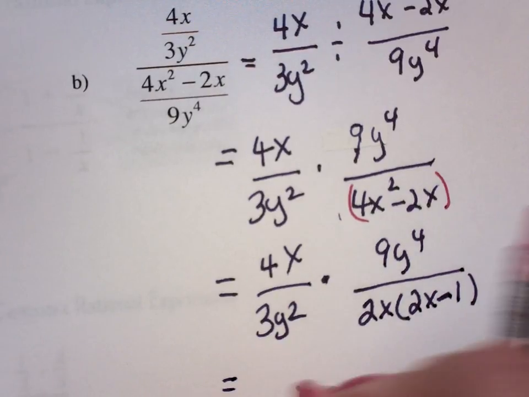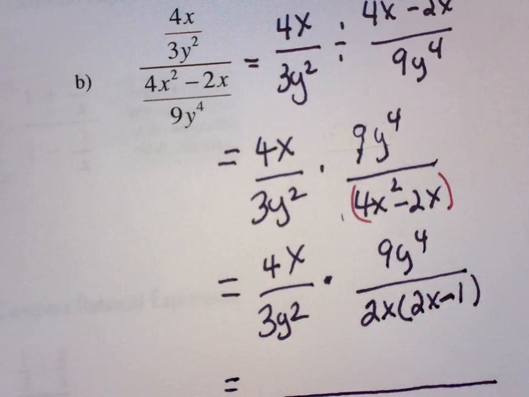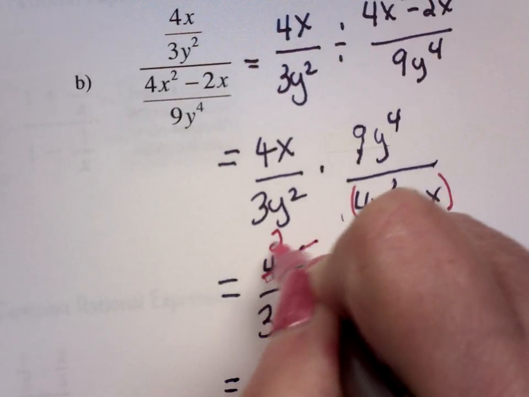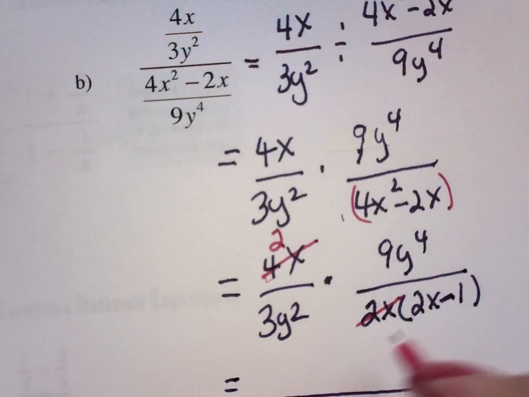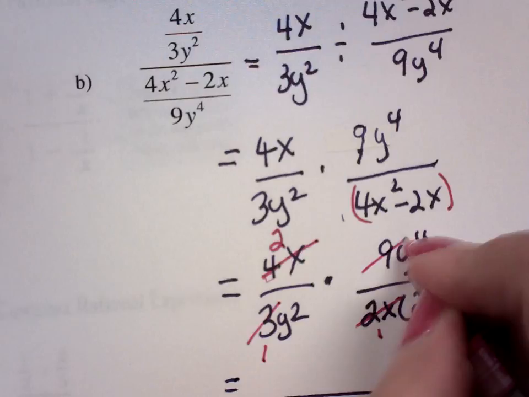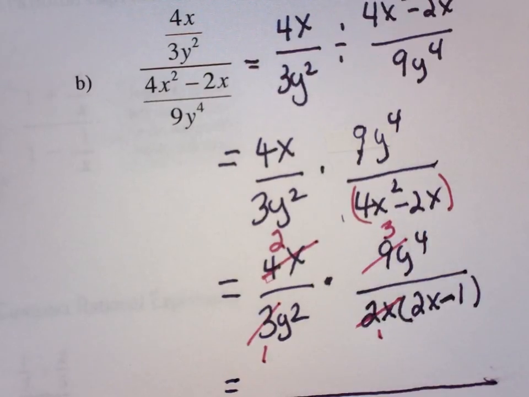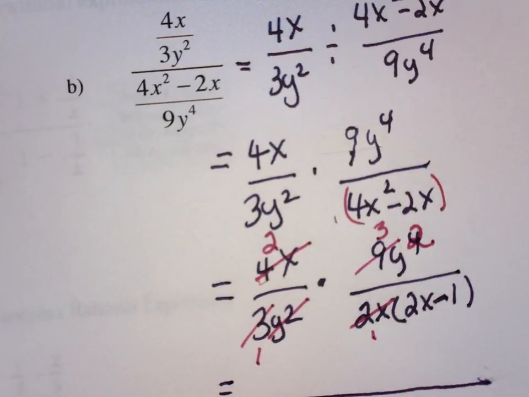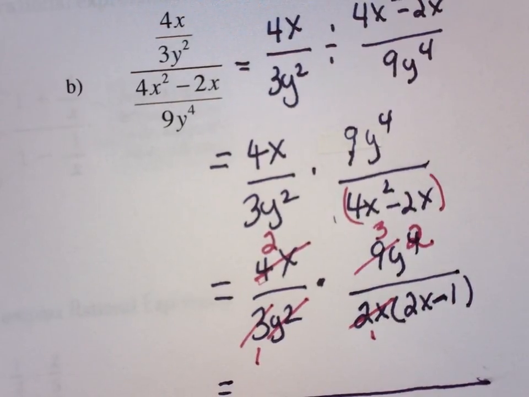And now we can try to see what we can do about reducing this out. 2x divides 4x twice. And then 2x, of course, is once. 3 divides 3 once, divides 9 3 times. And y squared takes out 2 of those 4, leaving a y squared. So that's all she wrote. So 2 times 3 is 6y squared, and the denominator is 2x minus 1.